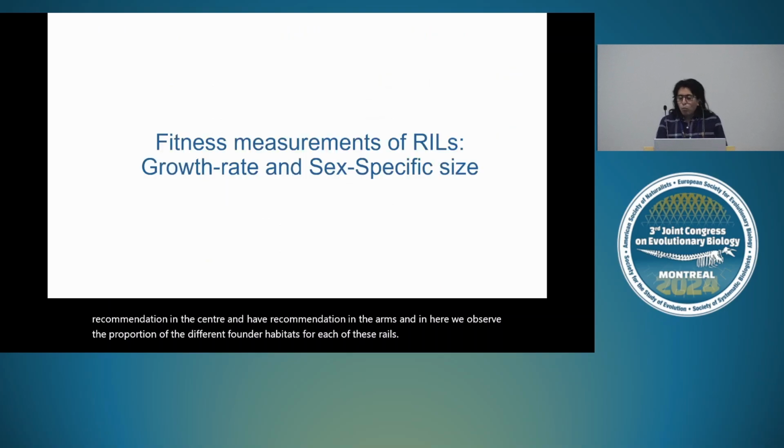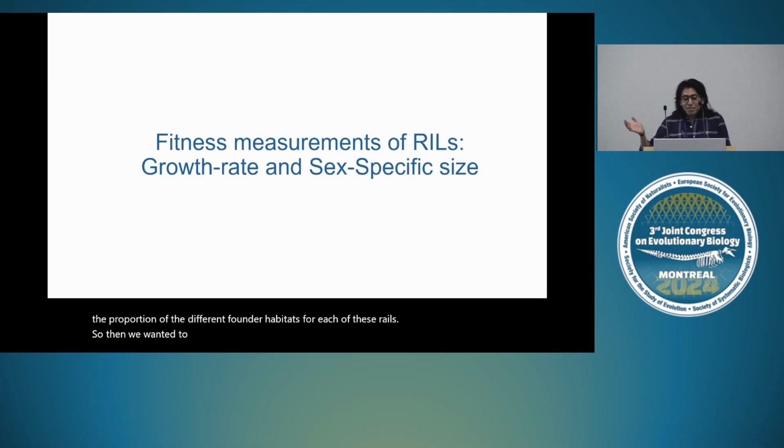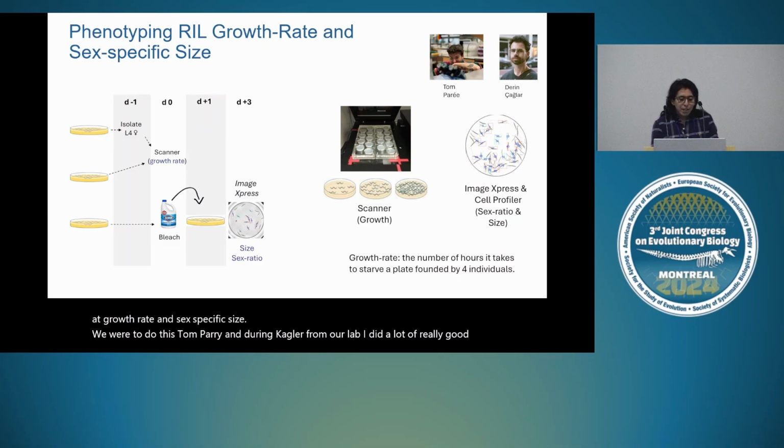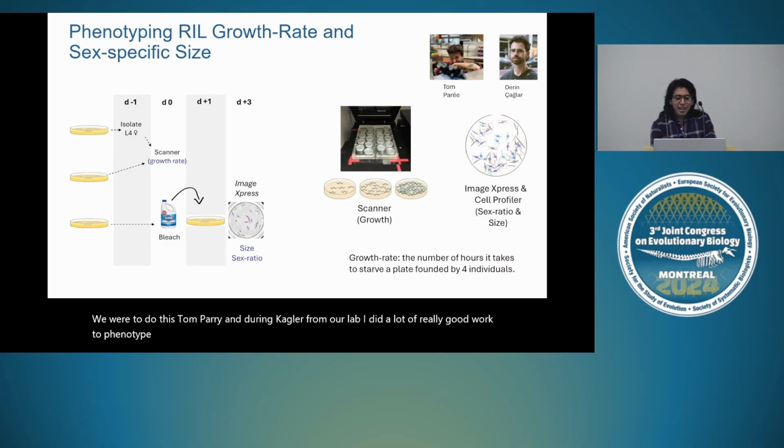So then we wanted to characterize the fitness measurements of our RILs. We looked at growth rate and sex-specific size. In order to do this, Tom Paré and Erin Kagler from our lab did a lot of really good work to phenotype our RILs by 2 methods, by measuring growth rate of a population on a scanner over a set of days. For that assay, we started with 4 founding individuals, 2 males and 2 females, and we counted the number of hours that it takes for the plate to starve.